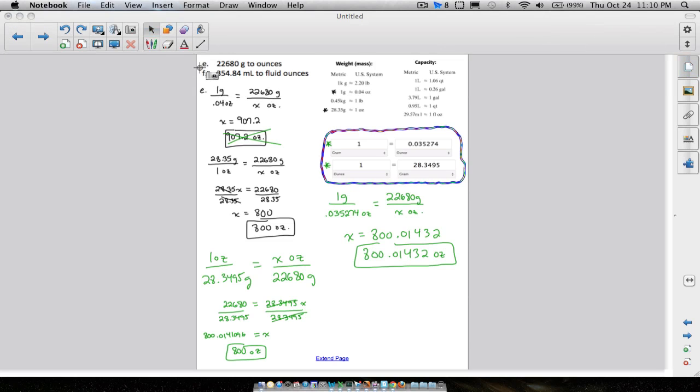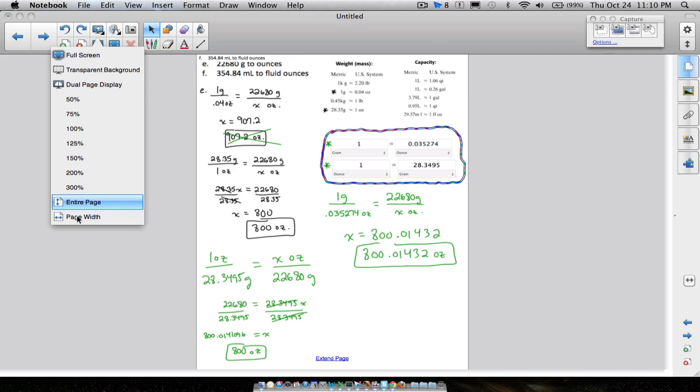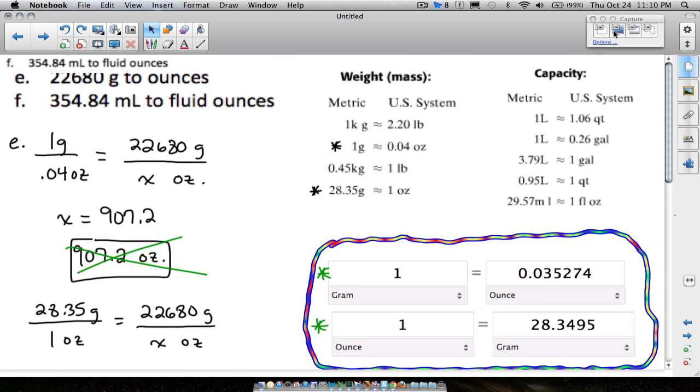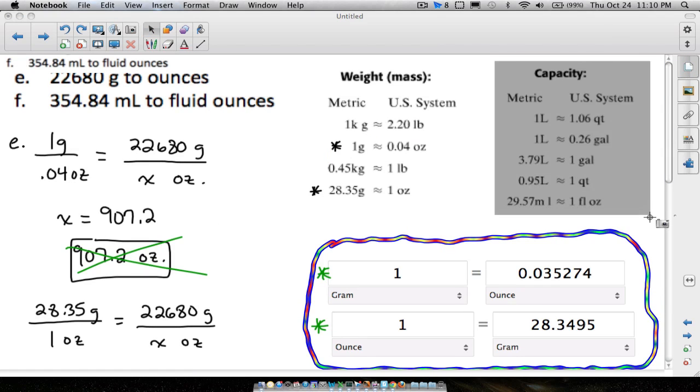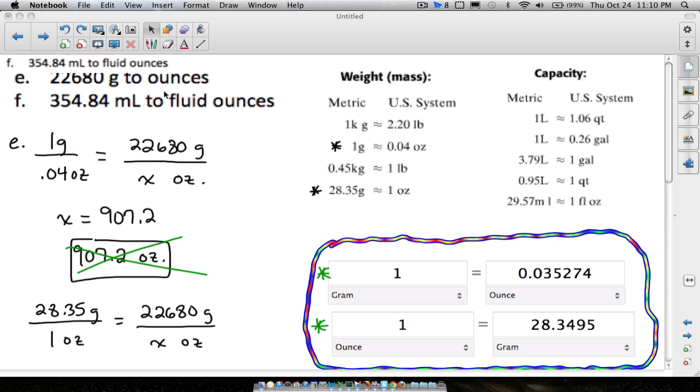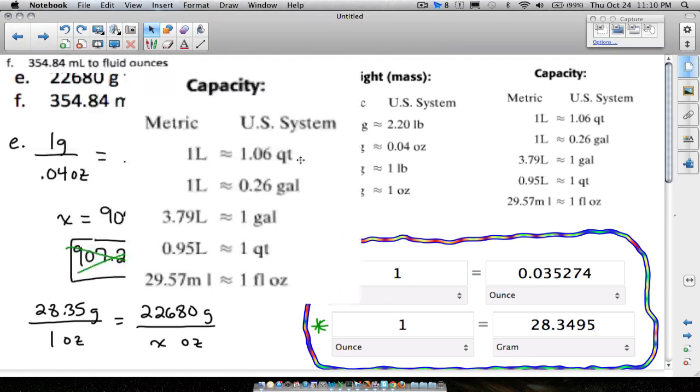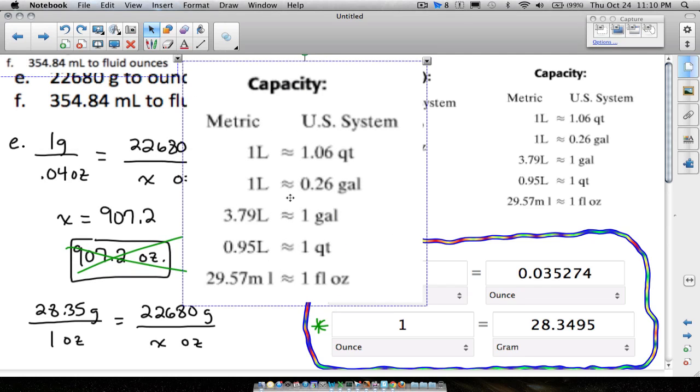So let's go ahead and copy over some more information now. Let's copy that. And now, okay, we're going to the capacity. So we're going to copy this table right here. And let's take those two pieces of information and let's go to a new page.